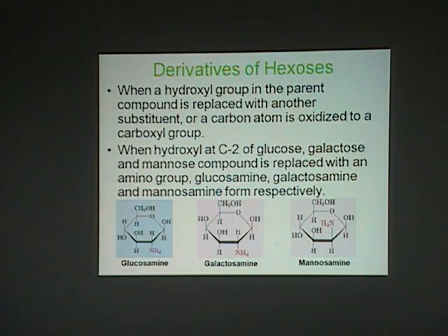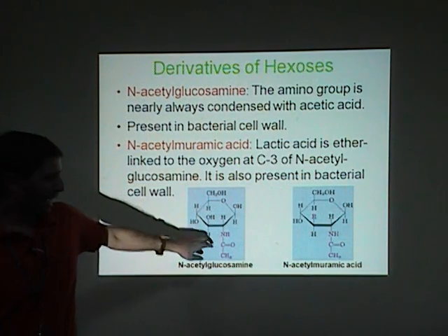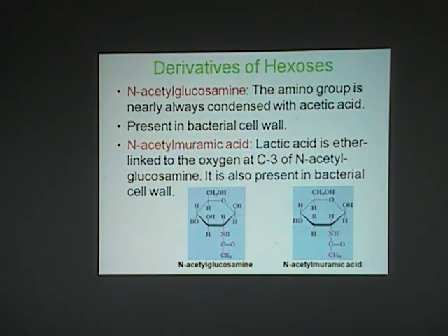Now, N-acetyl glucosamine. This is your NH2 and this is your acetyl group, CH3CO. What is this? Acetyl group. Particularly in the case of epigenetic regulation, there is acetylation. So acetylation means this is your what?